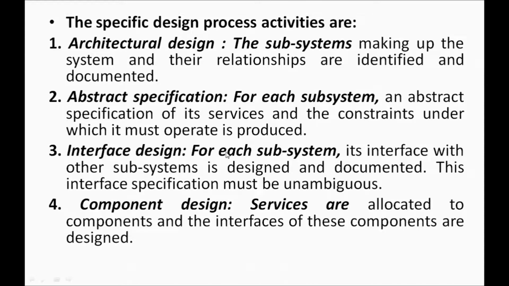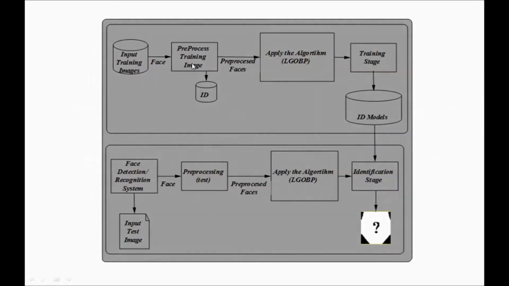Next, interface design for each subsystem. Interface means a means for communicating. One subsystem can communicate with another subsystem using an interface. The input training subsystem can communicate with the pre-processing training image. The pre-processing training image can communicate with the training stage. So one component or one subsystem can communicate with the other using an interface. You have to design that interface also.